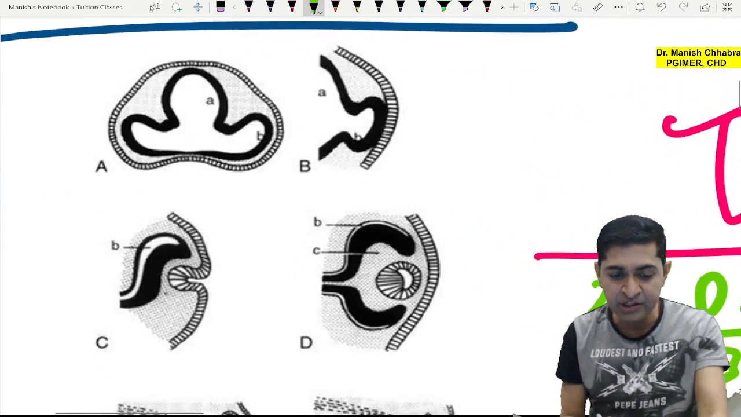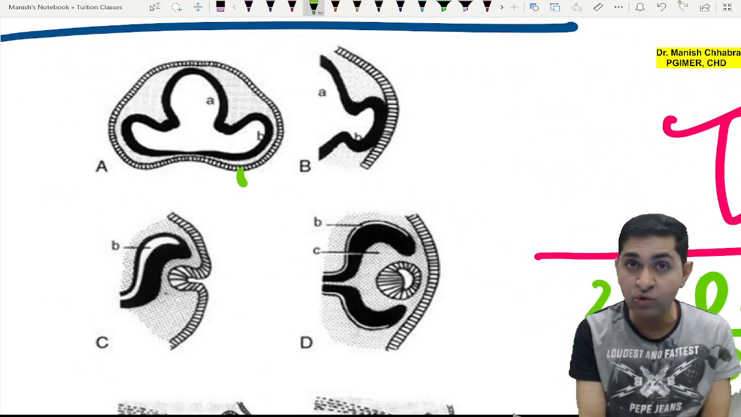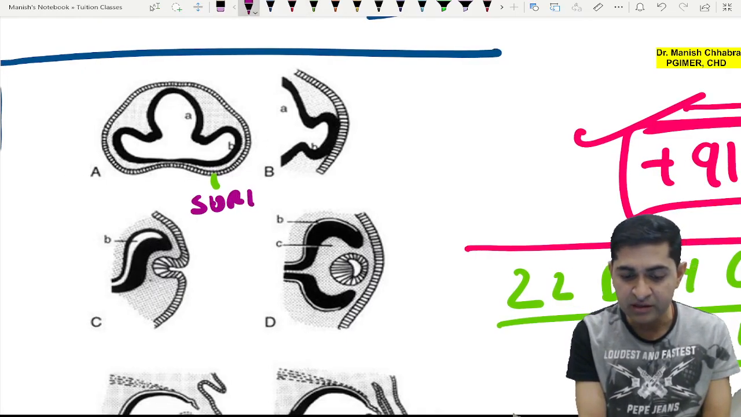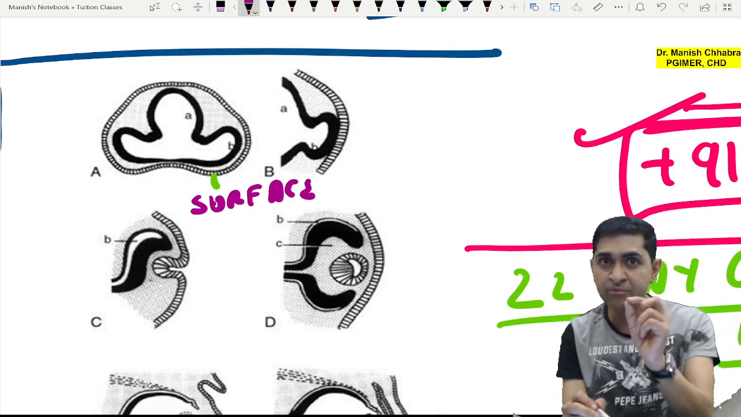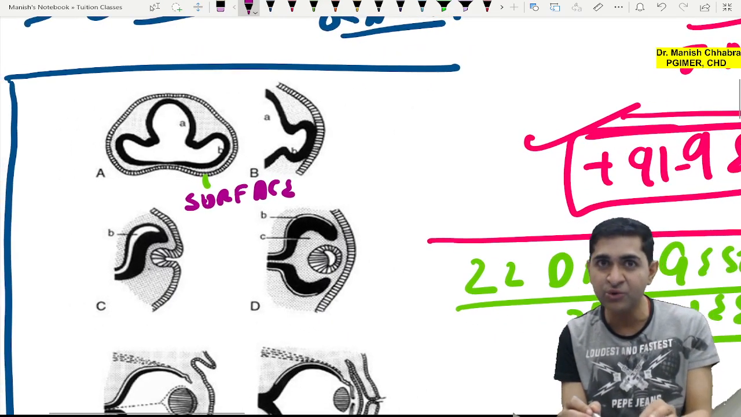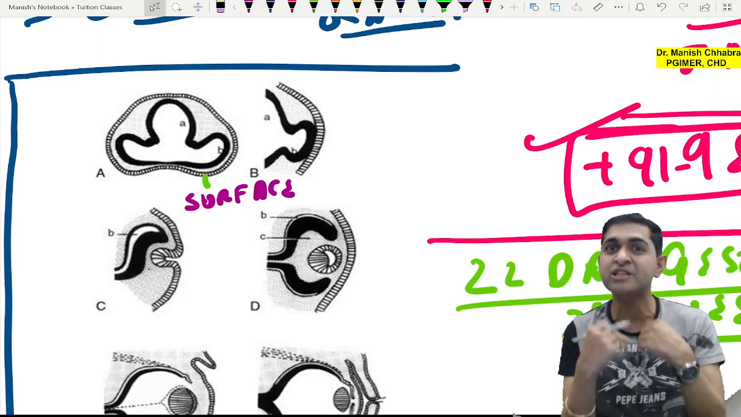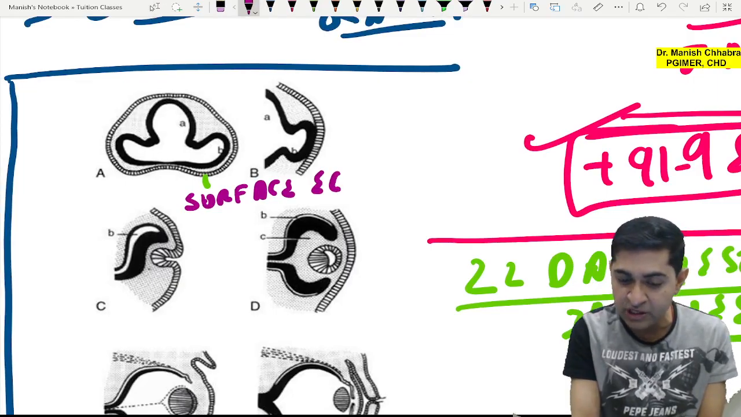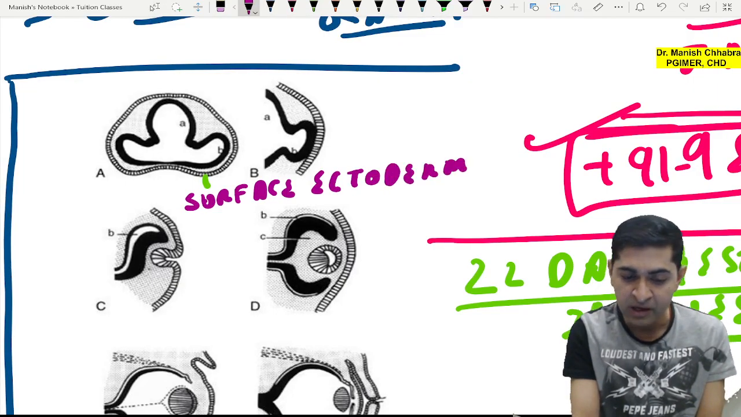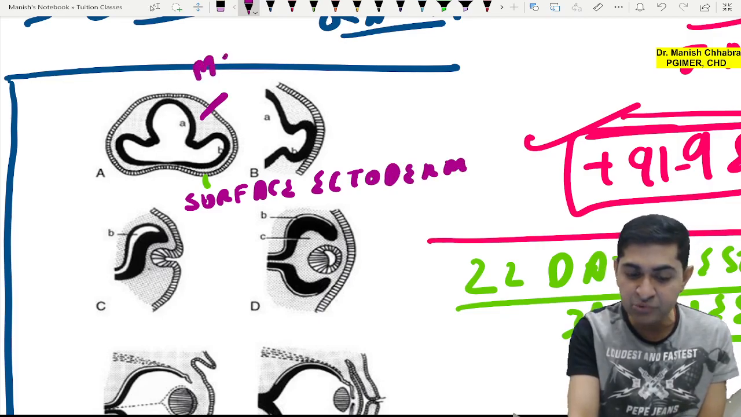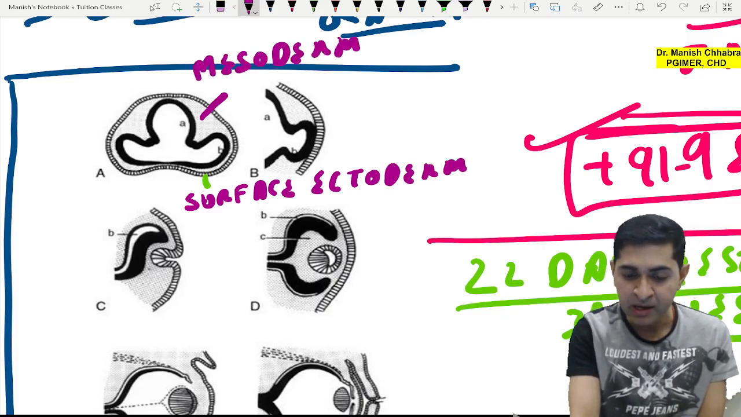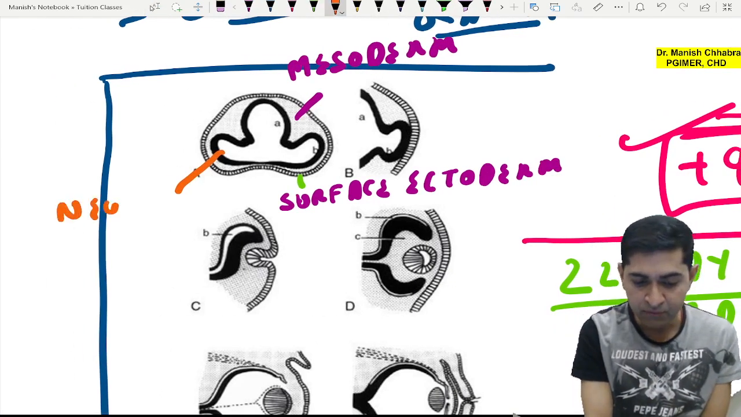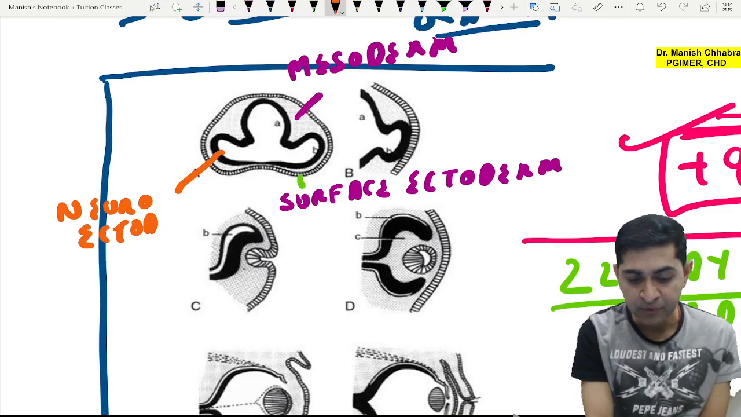So here is an image where you can see this outermost layer which you see dotted is your surface. I will refrain from writing short forms because I know you are new to ophthalmology, so it is my responsibility to make it interesting but not to confuse you. So this outermost layer is your surface ectoderm, this middle is your mesoderm, and the inner is your neuroectoderm. Okay, all right, neuroectoderm.